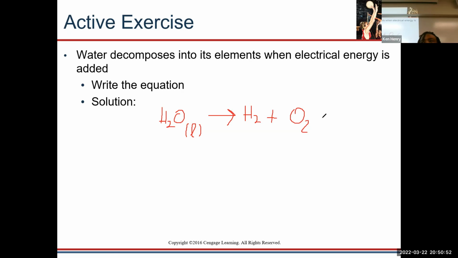Is that solid, liquid, or gas? Gas. They're both gases at room temperature, because don't we breathe oxygen? Or do you guys take oxygen pellets? No? Okay.